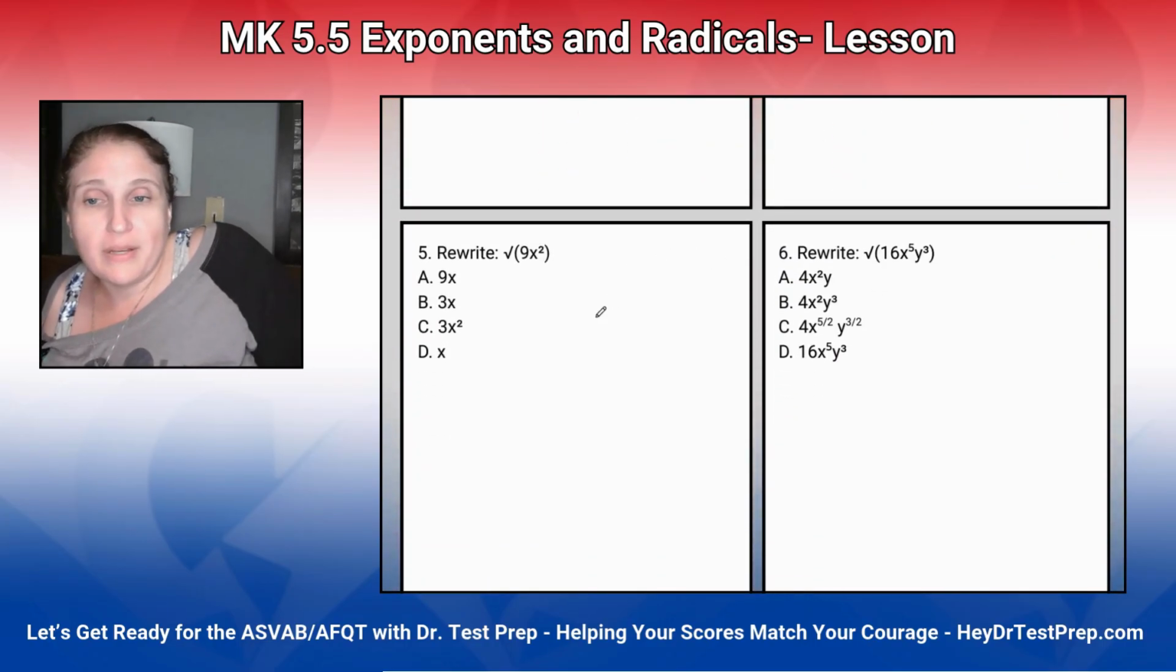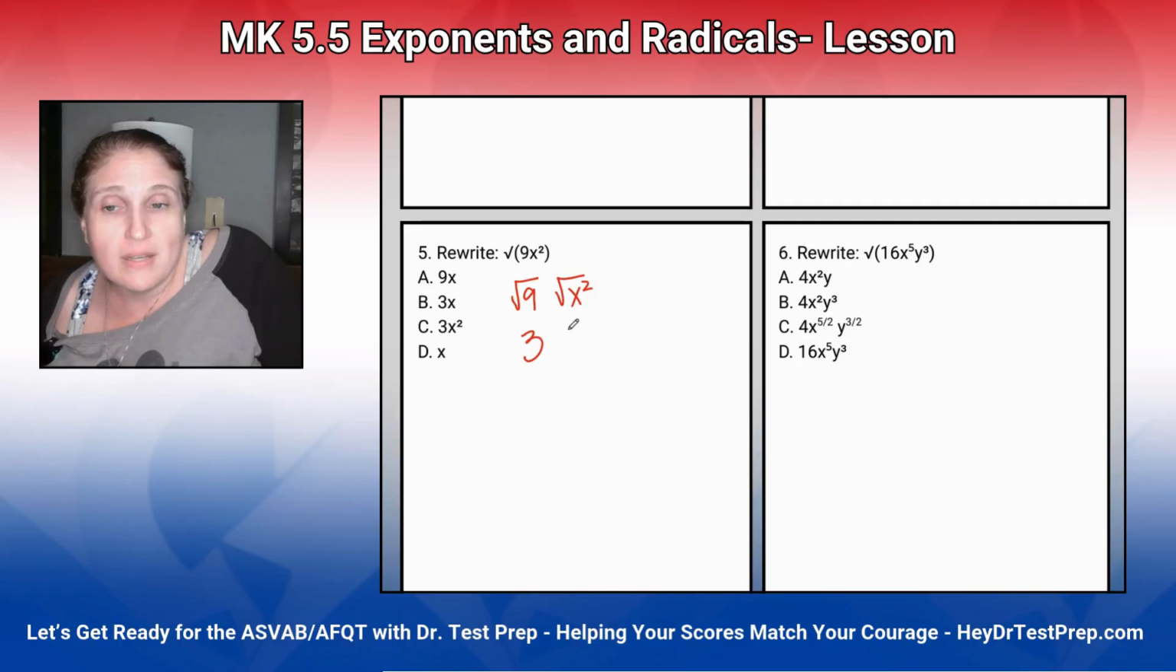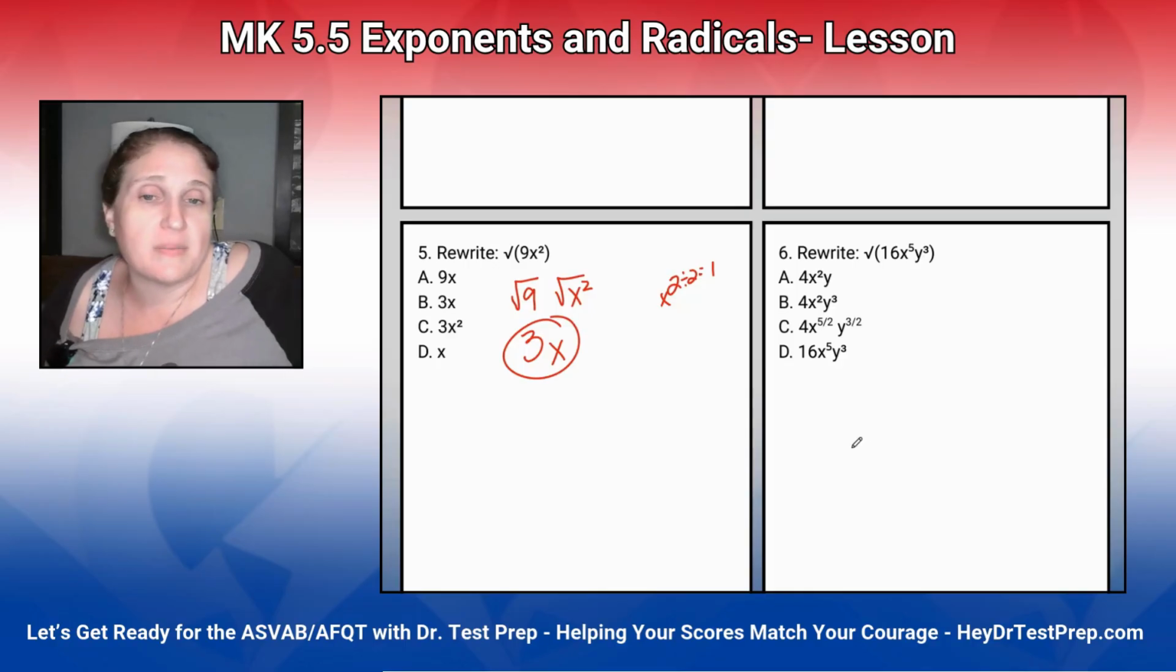All right, here we're going to break this up. Square root of 9 and square root of x squared. The square root of 9 is 3. Half of 2 is 1, so this just becomes 3x.